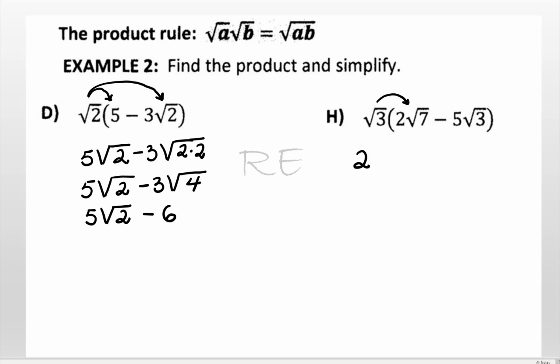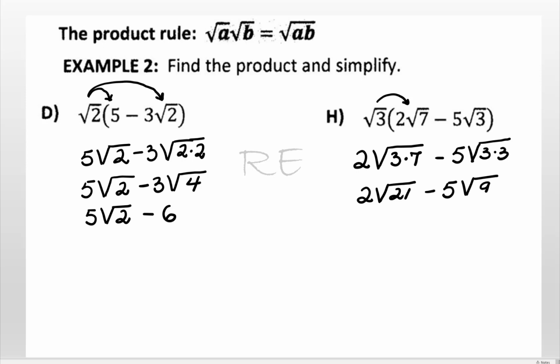Square root of 3 times 2 square root of 7 becomes 2 square root of 3 times 7. Square root of 3 times negative 5 square root of 3 becomes negative 5 square root of 3 times 3. Therefore, we have 2 square root of 21, 3 times 7, minus 5 square root of 3 times 3, 9. Final answer is 2 square root of 21 minus 5 times 3, which is negative 15.